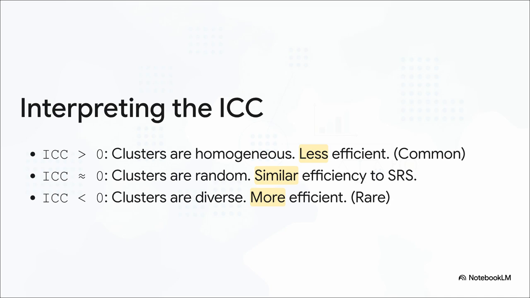So, a positive ICC means people within a cluster tend to be alike. Think about it. People in the same neighborhood often have similar incomes, right? That's a positive ICC. And this is the most common situation you'll see in the real world. Unfortunately, it also means cluster sampling is less efficient than a simple random sample. Now, if your ICC is around 0, it just means your clusters are basically random handfuls of people. And if it's negative, which is super rare in natural groups, it means your clusters are actually more diverse than the population, which makes cluster sampling a great choice.